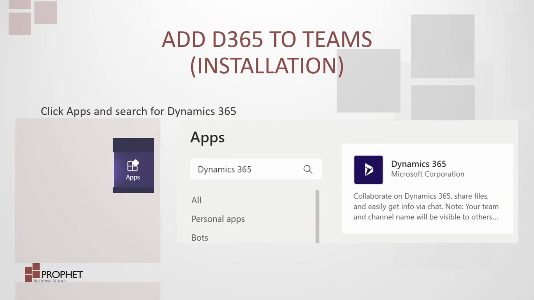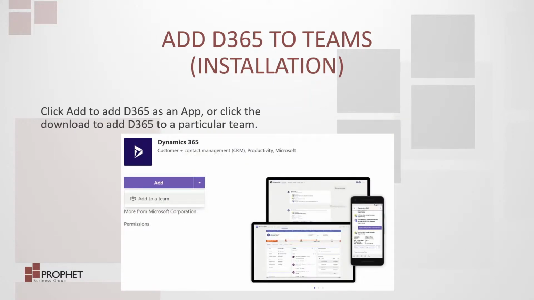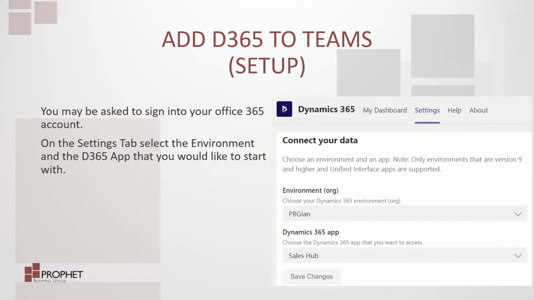Inside Teams, in order to add D365, we need to click on the Apps button, and then we're going to search for Dynamics 365. Once you've found the app, you're going to click the Add button, and this will download and add the D365 to either a particular team or to your teams as a whole. You may be asked to sign into your Office 365 account.